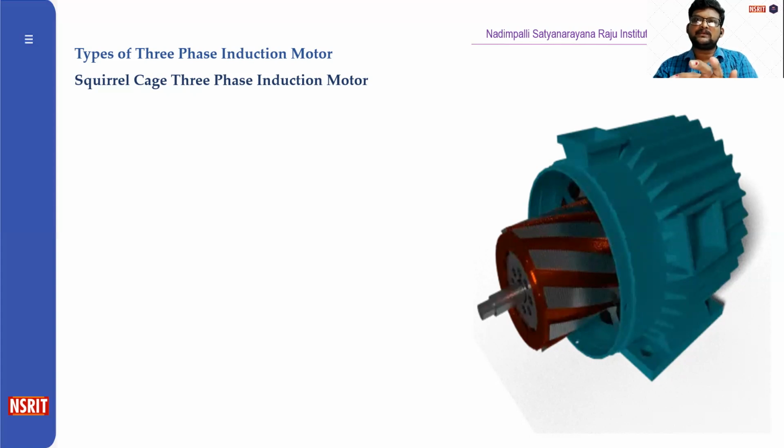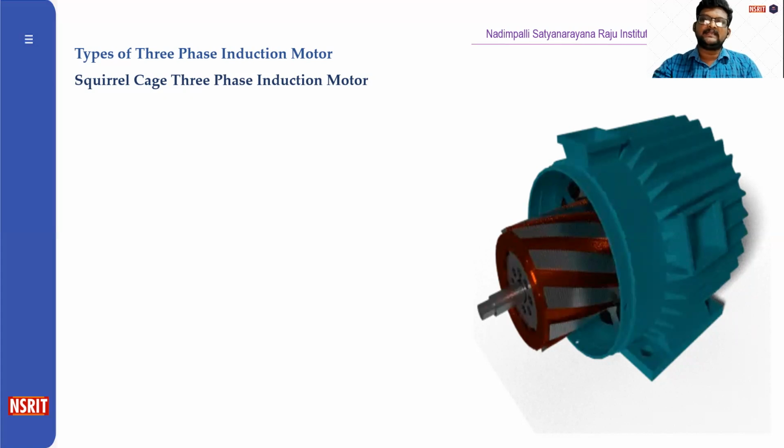These aluminum, brass, or copper bars, called rotor conductors, are placed in slots on the periphery of the rotor. The rotor conductors are permanently shorted by copper or aluminum rings called end rings. To provide mechanical strength, these rotor conductors are braced in the end rings and hence form a complete closed circuit resembling a cage, and hence it got its name, squirrel cage induction motor.